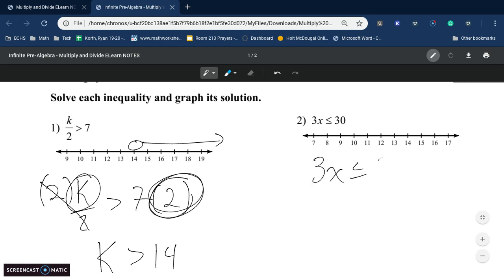3x less than or equal to 30. This is 3 times x. Undo multiplication with division. X is less than or equal to 10. Are we going to fill in that circle? Absolutely. Left or right? Going to the left. This looks like an arrow pointing to the left, so we go left. It's also called less than or equal to, so we point to the numbers that are less than.